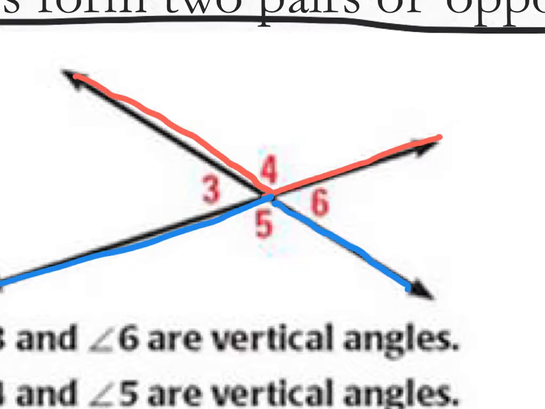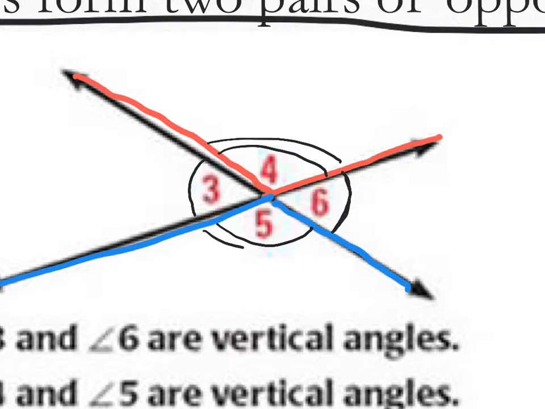So pay attention to this part. This guy over here, number 3, is a vertical angle with number 6. They are on opposite sides. Number 4 on top is a vertical angle with number 5 on bottom.